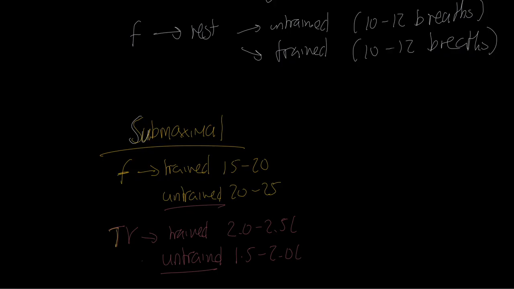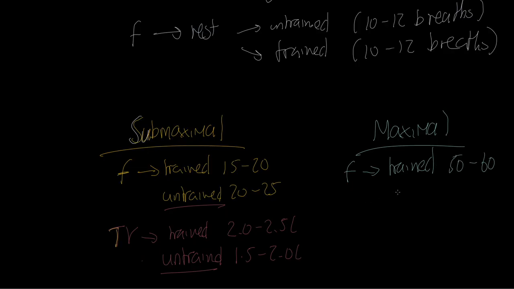Now, what we're also going to do is we're now going to look at maximal exercise. What happens during maximal sort of power output? Well, the frequency for the trained performer can go as high as 50 to 60 breaths per minute. But for the untrained, their breathing frequency will not. That is quick, by the way. But for our untrained, the maximum they're going to get to is sort of 40 or 50 breaths per minute.